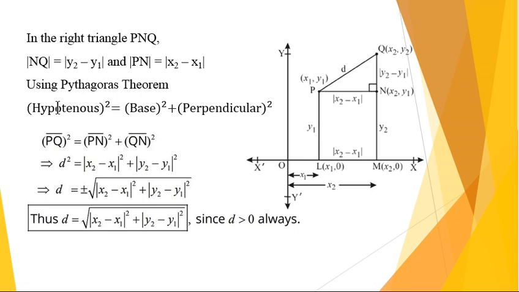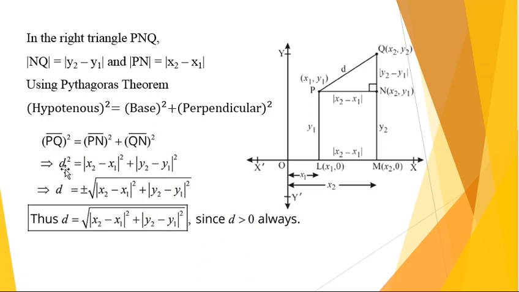Using the Pythagoras theorem, you all are familiar with the statement of that theorem, that base square plus perpendicular square is equal to hypotenuse square. So in this triangle, your base is PN and your perpendicular is NQ and your hypotenuse is PQ, which is actually the distance you have to calculate. So we are writing the statement and then putting the values.